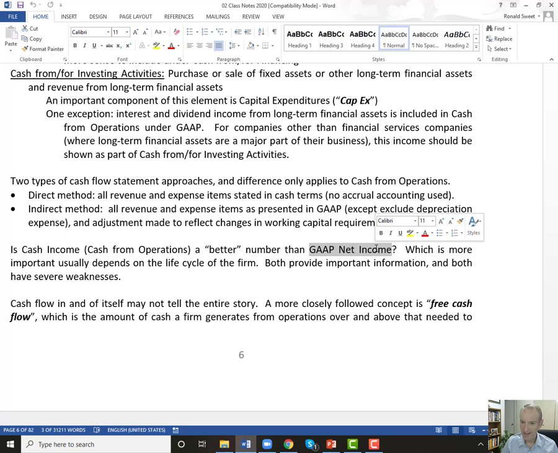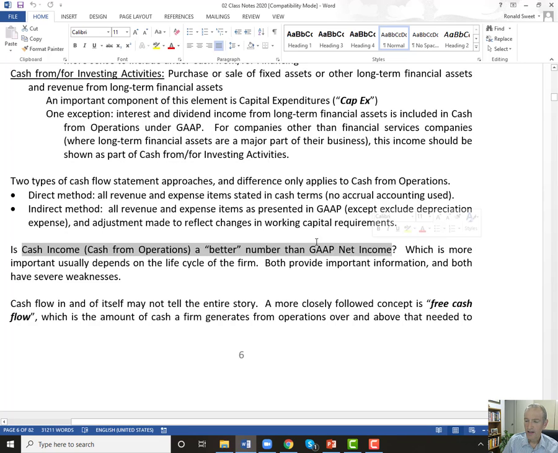But other than that, cash from operations is going to be very accurate because cash is cash. You either paid cash or received cash, and there's not much debate about that. So both are important, both have their strengths and weaknesses. What I'm going to argue is comparing the two can give you some information on whether or not something unusual is going on with the company.